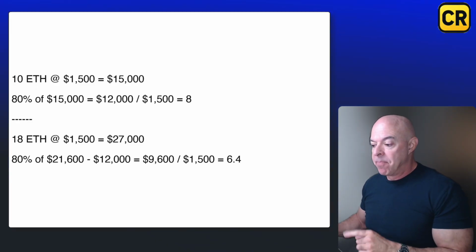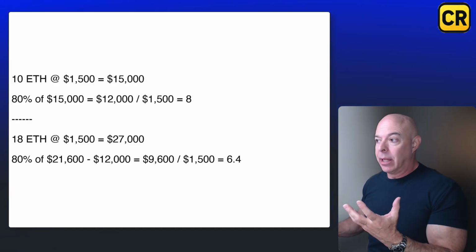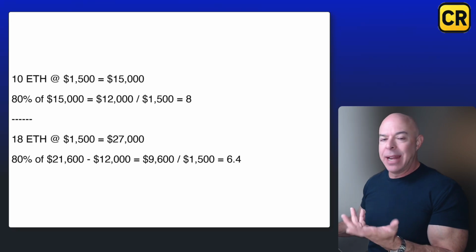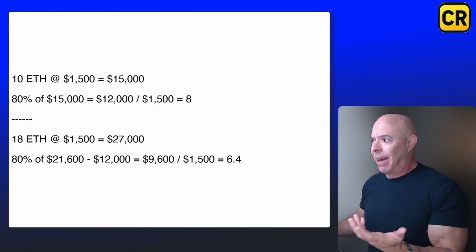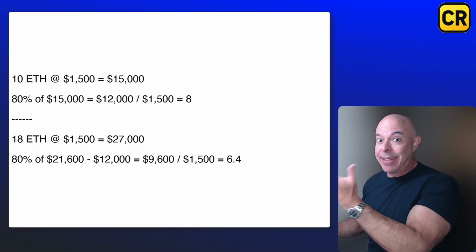Keep following my math. Now you have 18 Ethereum. So you bought that 8 Ethereum. It's in your wallet. It pops up here. It says, hey, you have 8 Ethereum you can supply. And you go, yeah, I'm a degenerate. I'm going to supply it. And now you've got 18 supplied.